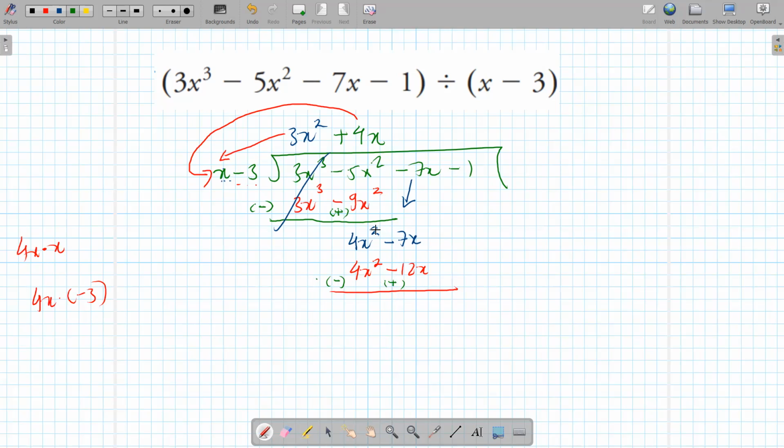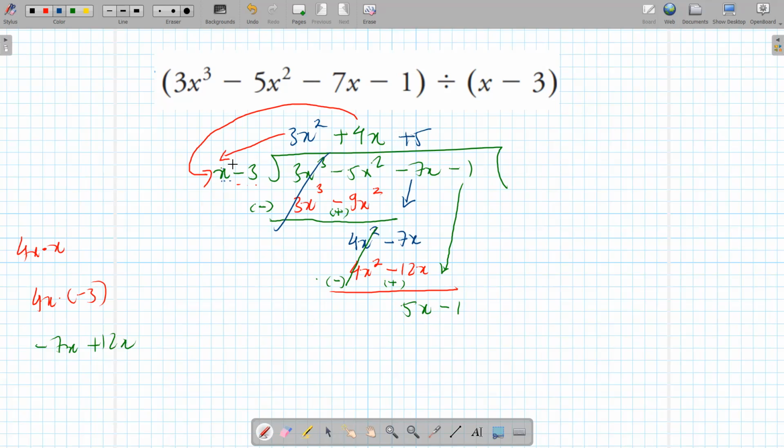4x squared and 4x squared cancels out because that's a 0. What is negative 7x plus 12x? 5x. Exactly, 5x. And since we cancelled something, we're allowed to bring the last guy down, minus 1. Now ask yourself, how many times does x go into 5x? 5 times. Exactly, and that's going to be the last piece of the puzzle. Plus 5.